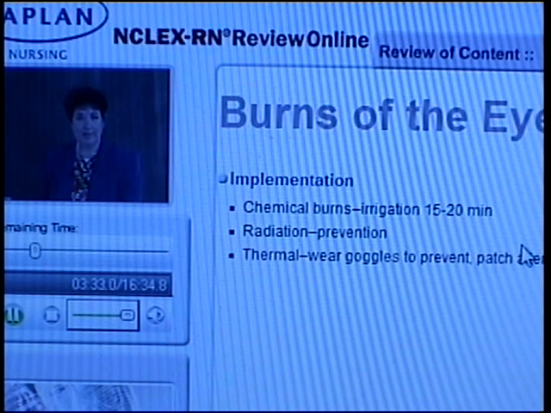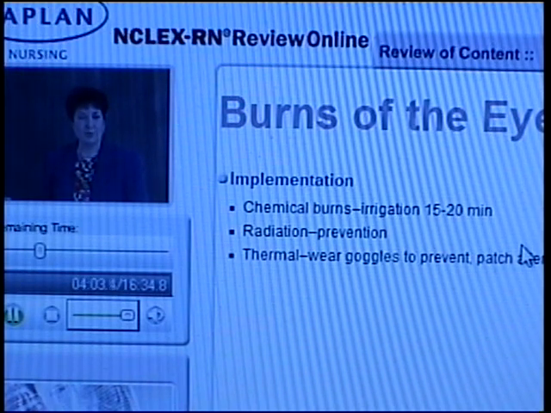With implementation, the type of things you will do with burns of the eye, if they're chemical burns, you will irrigate the eye for 15 to 20 minutes. If you are dealing with a radiation burn, it's difficult to treat them, but the best thing to do is to prevent them. So you would talk with people about going outside with sunglasses on, not watching eclipses, and preventive measures. For thermal burns, again, it's best to prevent them, so you would teach people to wear goggles. If a thermal burn does occur, they will patch them after injury, and the patient will be given analgesics.